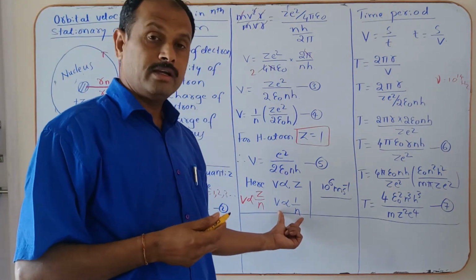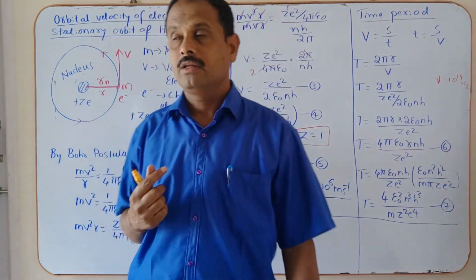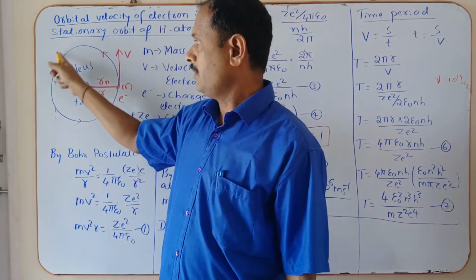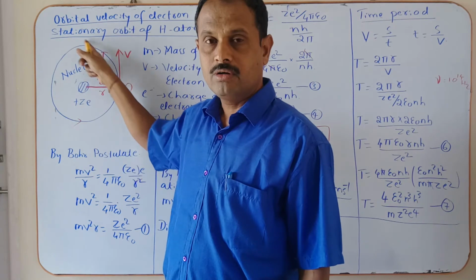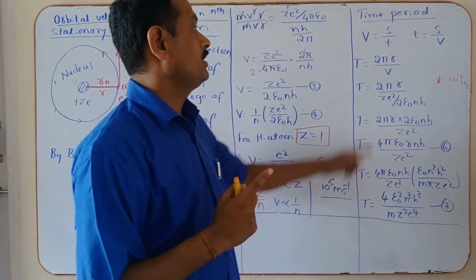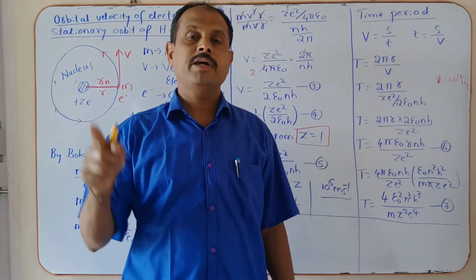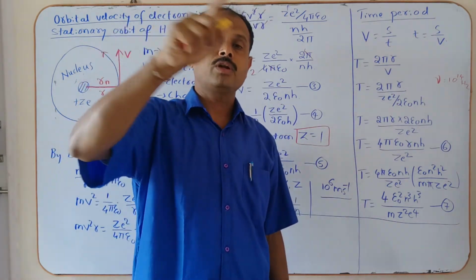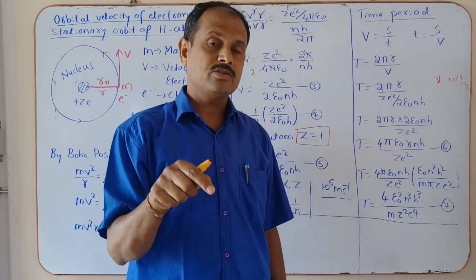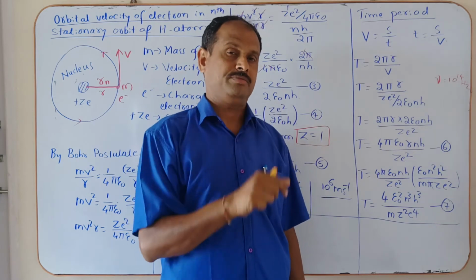That point can be said here. Then we come to the point time period. What is time period? The time taken by an electron to complete one revolution in its orbit is called time period. Once again I repeat, it is the time taken by an electron to complete one rotation or one revolution in its orbit is called time period of an electron in that orbit.